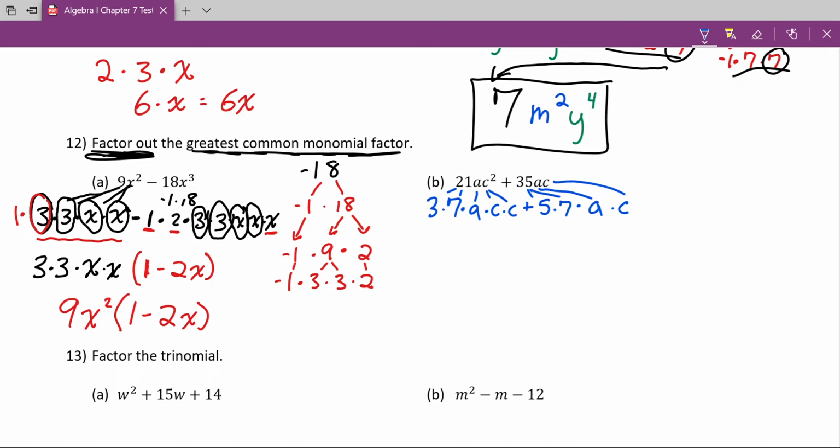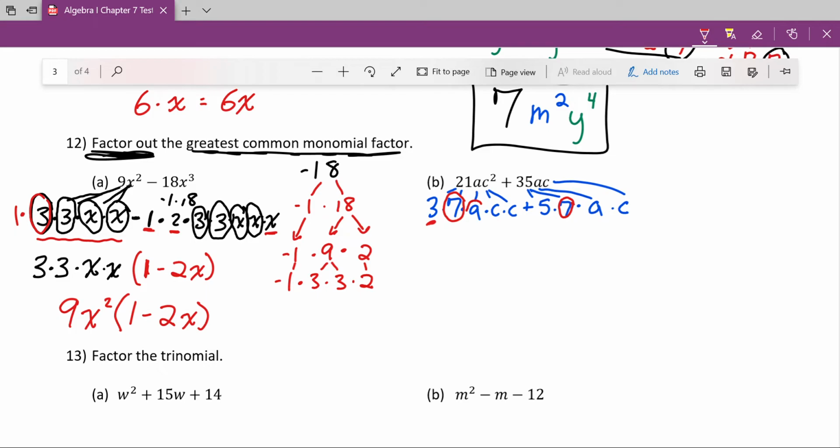So now I have 3 times 7 times a times c plus 5 times 7 times a times c. So what am I going to do now? I'm going to circle what they have in common. I see that this one has a 3 right here, but this term over here does not have a 3, so I don't have to really focus on it. The second number, 7, this term has a 7. This term also has a 7, so I know that 7 is what they have in common. Both terms have an a, and both terms have 1c. So I know that they have in common a 7 times a times c.